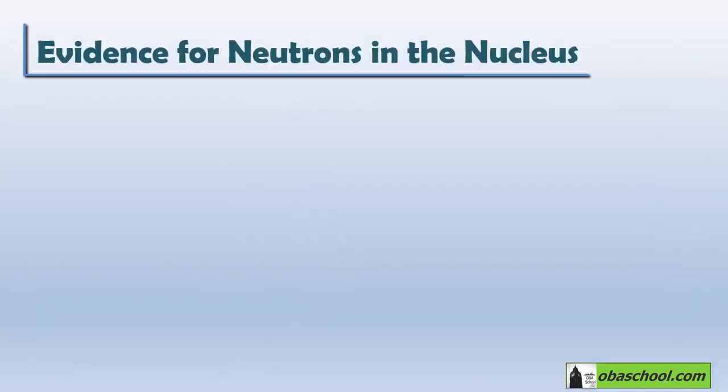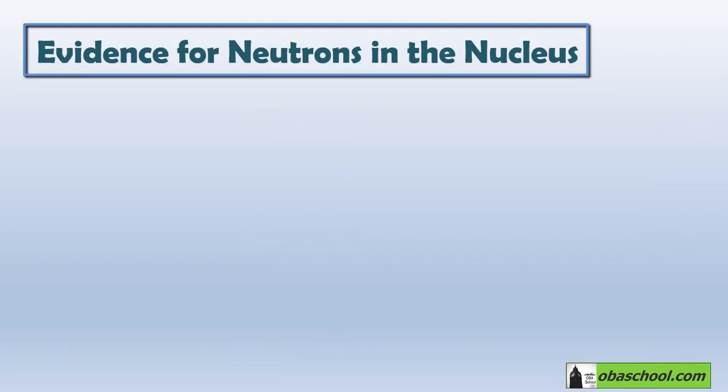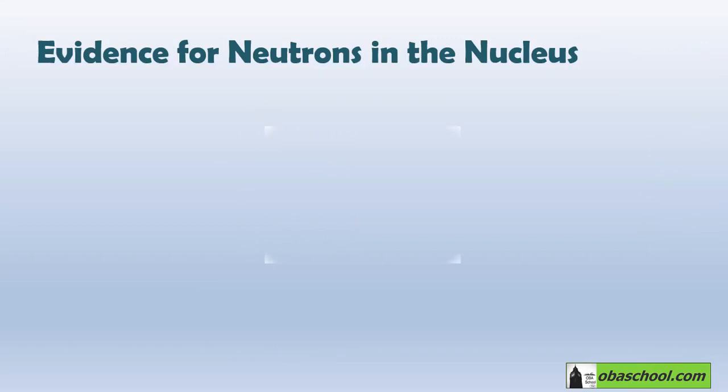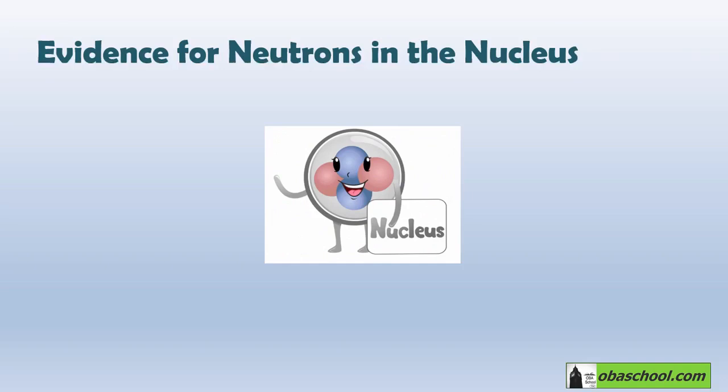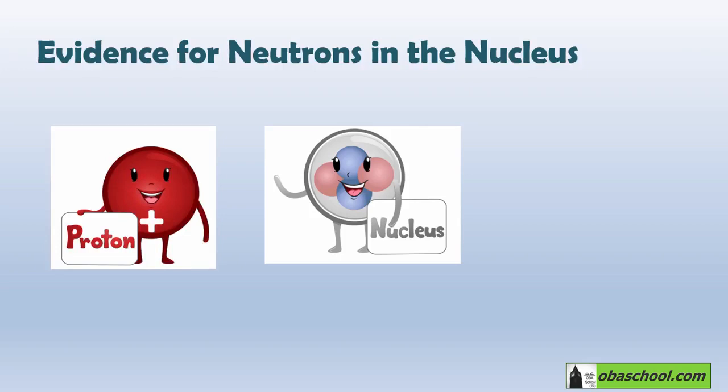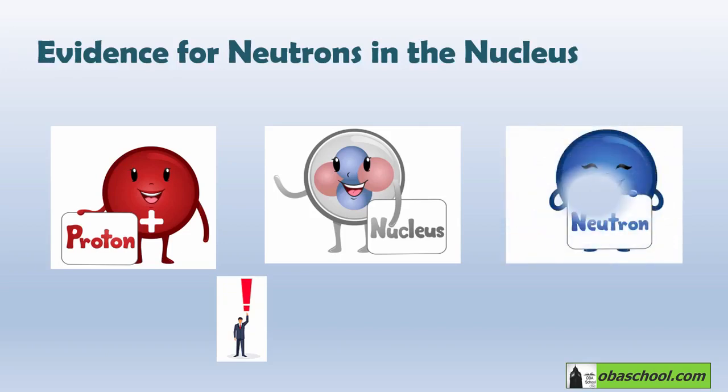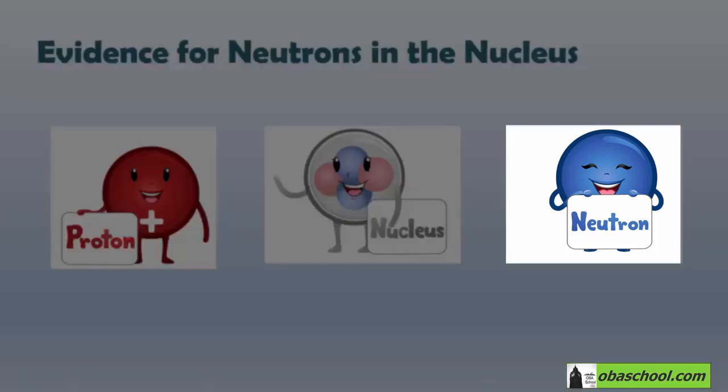Now we will look at the evidence for neutrons in the nucleus. Scientists at the time speculated that there were two types of subatomic particles inside the nucleus. However, they had evidence of protons only. But a second subatomic particle in the nucleus was also proposed to explain the missing mass that had been noticed in atoms, and these are the neutrons. So these neutrons must have no charge and they have the same mass as a proton.